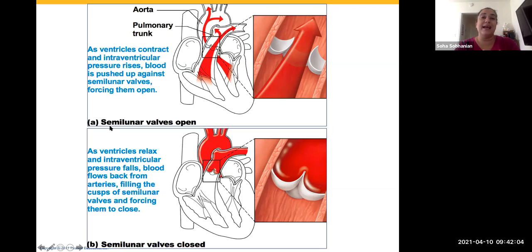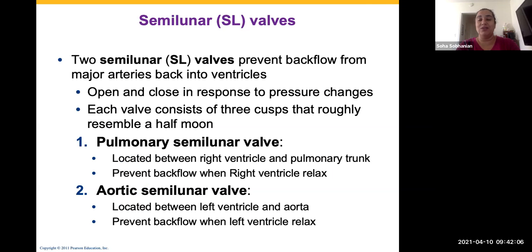Now, where exactly are these semilunar valves located? They're located between your ventricles and their corresponding arteries. Without looking at the name, what's the main blood vessel that comes off of your right ventricle?